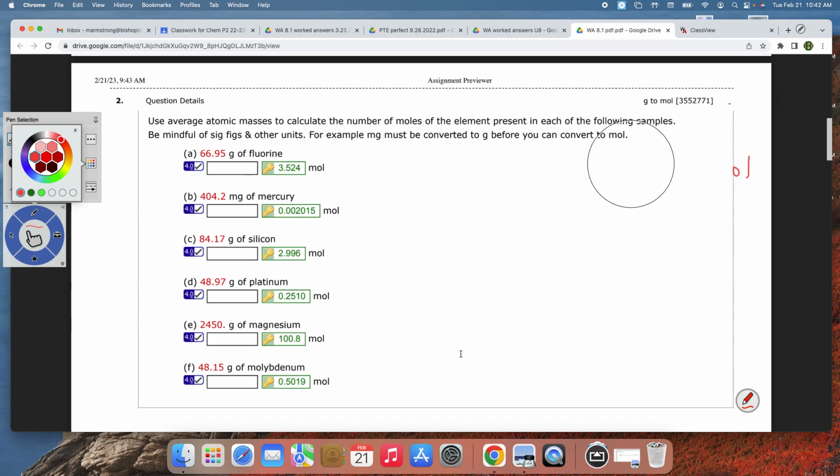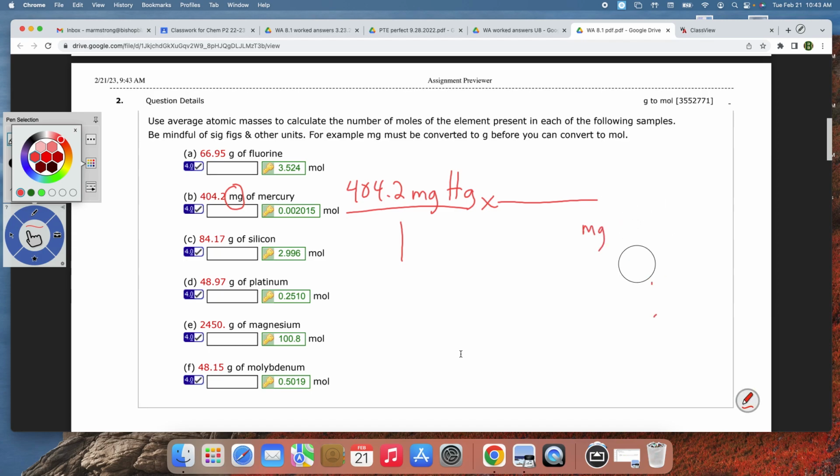The next one's a little bit tricky because it gave you milligrams. And when we do grams to moles to atoms, you always have to be in grams. You can't be in milligrams. So 404.2 milligrams of mercury, Hg. You could also write it like this, but just keep in mind that that is over 1. And we have to change milligrams. So I'm going to put milligrams on the bottom and grams on the top.